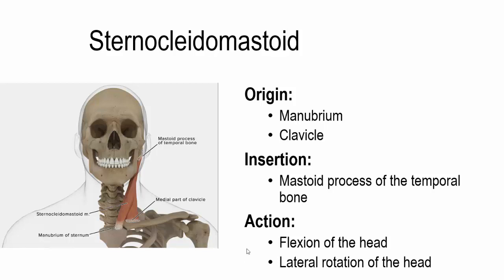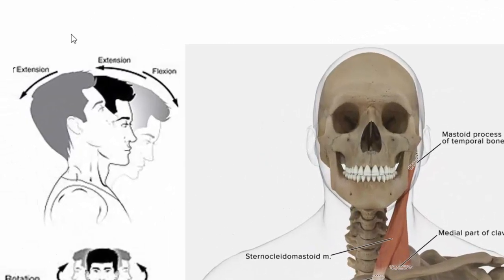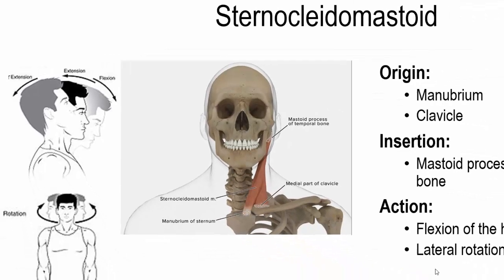The action of this muscle is flexion of the head. Okay, so when we say flexion of the head, we see that over here. Remember, flexion of the head is if you were standing in anatomical position, standing upright facing forward, to bend your chin toward your chest, that would be flexion of the head.